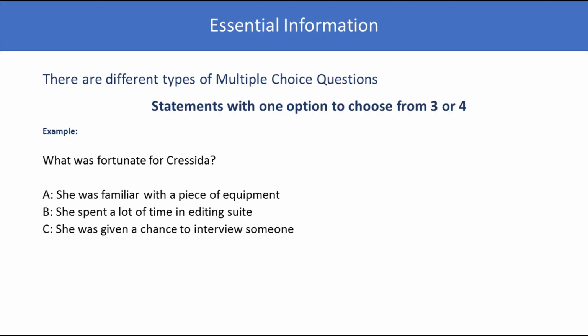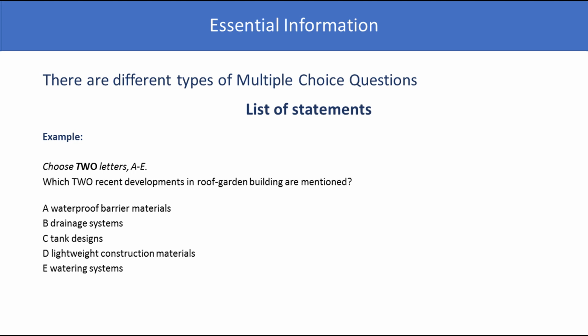Let's first check out some essential information about these questions. So here is the essential information about these MCQ questions. There are different types of MCQ questions. First type is when you get separate questions. There will be one question statement with 3 or 4 options. You answer one question and you move to the next one. Other one is a list of statements. You might be asked to choose 2 or maybe 3, and then you have a long list of something like 5 options to choose from.